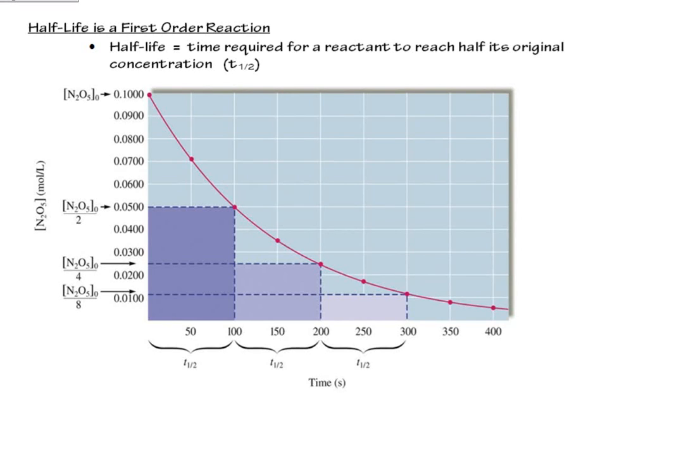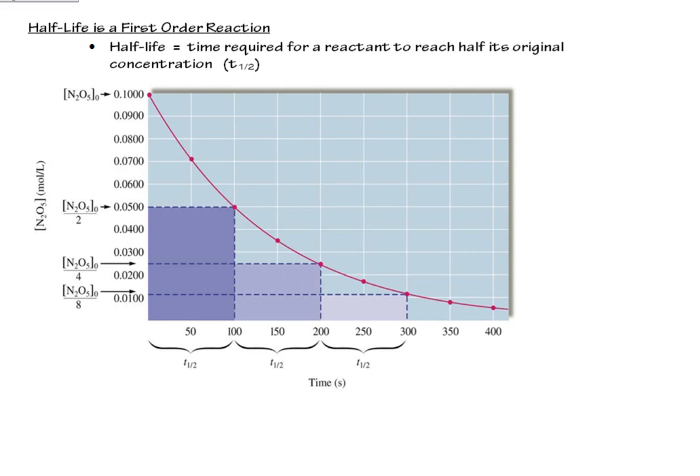Here's a short, sweet video on half-life. Half-life is a first-order reaction. The graph here is a graph of concentration versus time. If we were to graph natural log of concentration versus time, we would get a straight line.